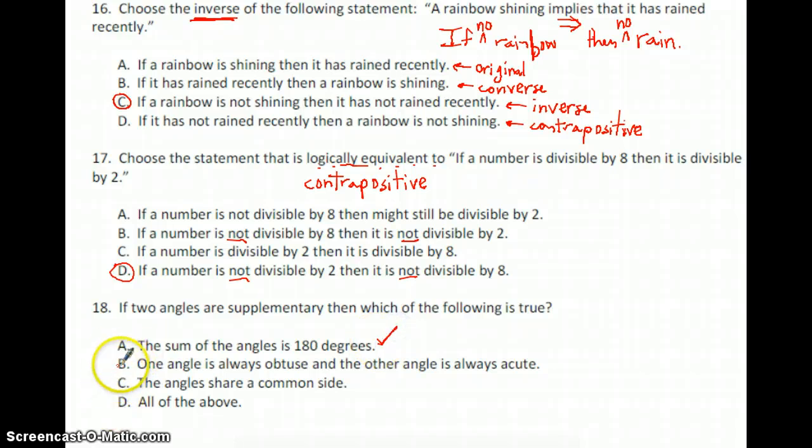That's true, but it could be D. One angle is always obtuse, the other is always acute. That sounds tempting, but what about the 90-degree situation? So that's kind of a problem. If they're both 90, then this is not really true.